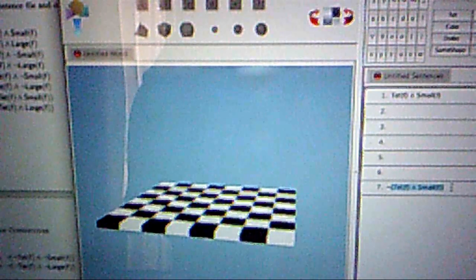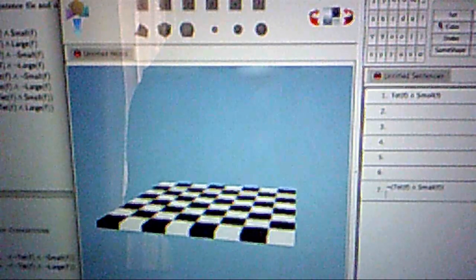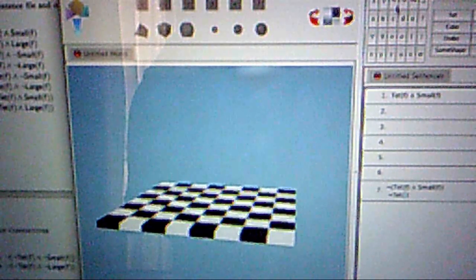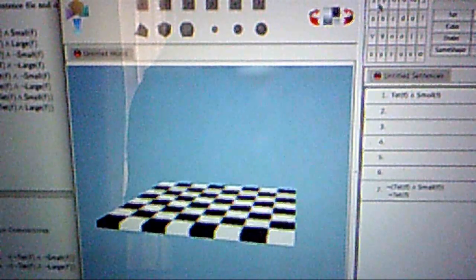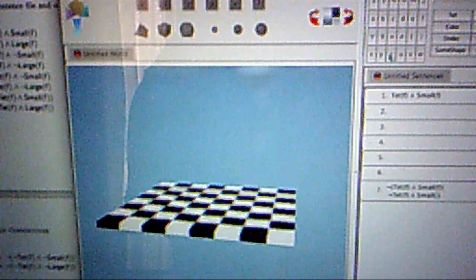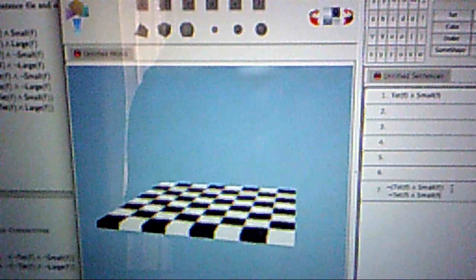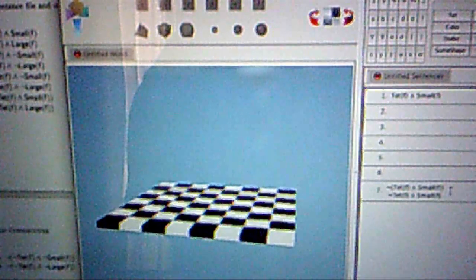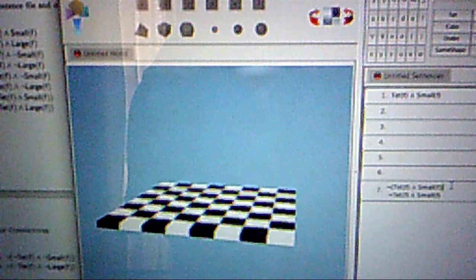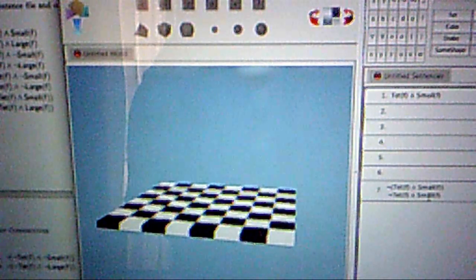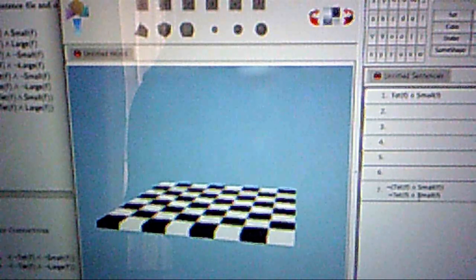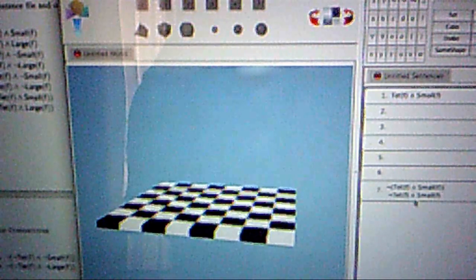Yeah? This is different than if I had not tet f and small f. The only difference between these two is in the second one I left off the parentheses after the not and at the very end. They look the same, but the parentheses are missing. This says something entirely different. This one says f is not a tet and f is small.